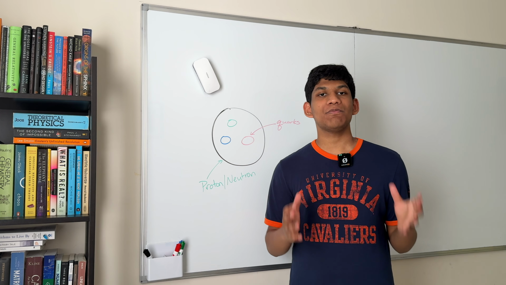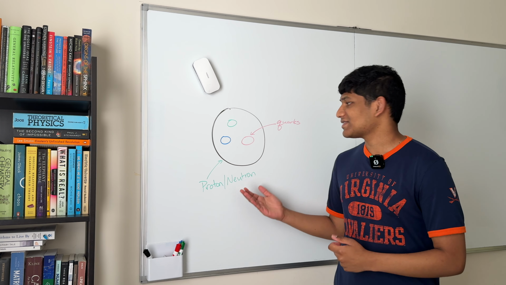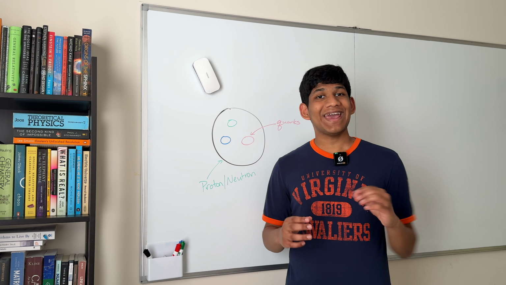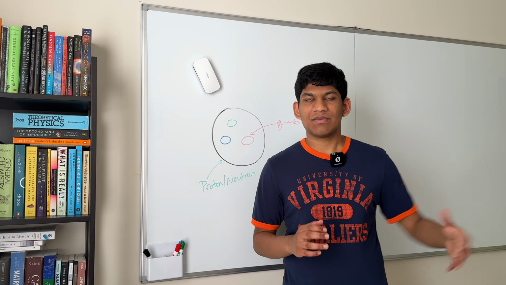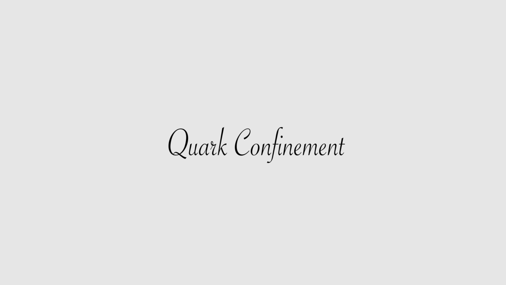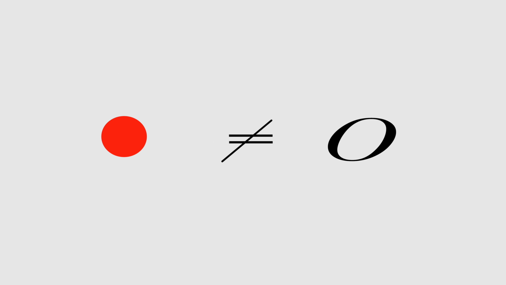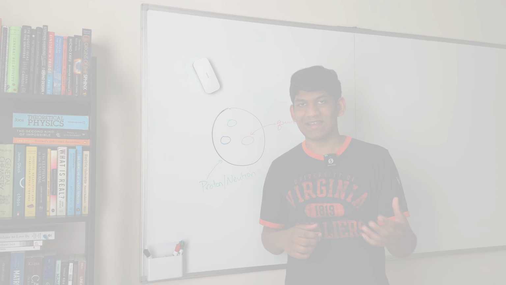Now, quarks are ubiquitous in nature. They're found in both protons and neutrons, as seen over here. But we can't see a quark by itself in nature, and the reason is due to a phenomenon called quark or color confinement. Quark or color confinement basically states that the net color should be 0 or white. But if we take a quark by itself, the net color isn't 0 or white, and that's the reason why we can't see a quark by itself.